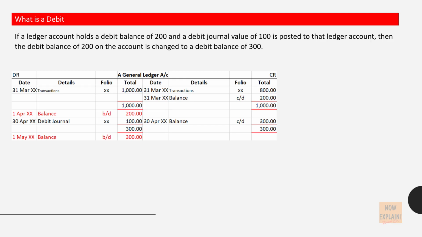Here's an example. If a ledger account holds a debit balance of 200 and a debit journal value of 100 is posted to that ledger account, then the debit value, the balance of 200 on the account, is changed to a debit balance of 300.